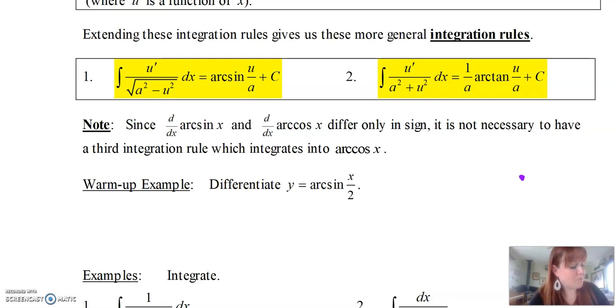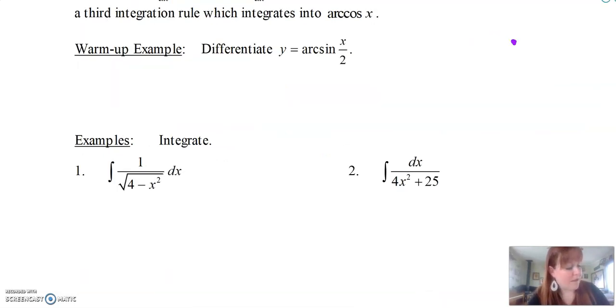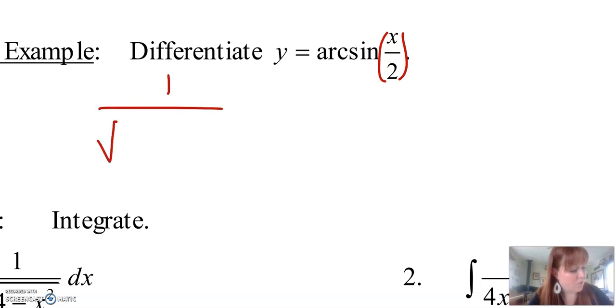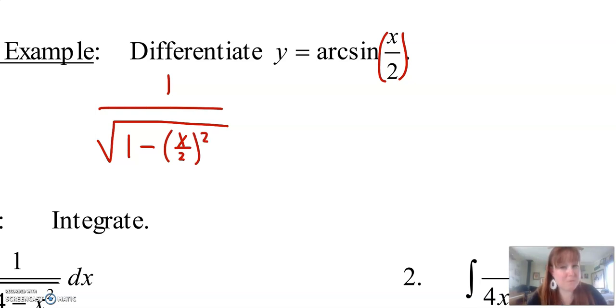Okay, so first things first, we're going to warm up by differentiating. We're going to differentiate arcsine of x over 2. So this is a chain rule, right? The inside function is x over 2, the outside function is arcsine. So we take the derivative of the outside function, which is 1 over the square root of 1 minus u squared, whatever the inside function is, and the inside function is x over 2 squared because we keep the inside function still intact. And then we multiply that by the derivative of the inside, which is just 1/2.